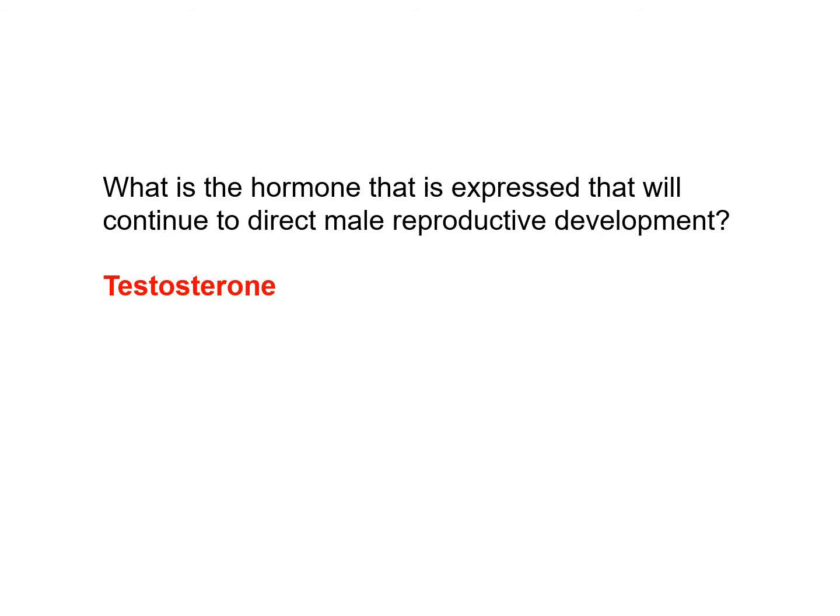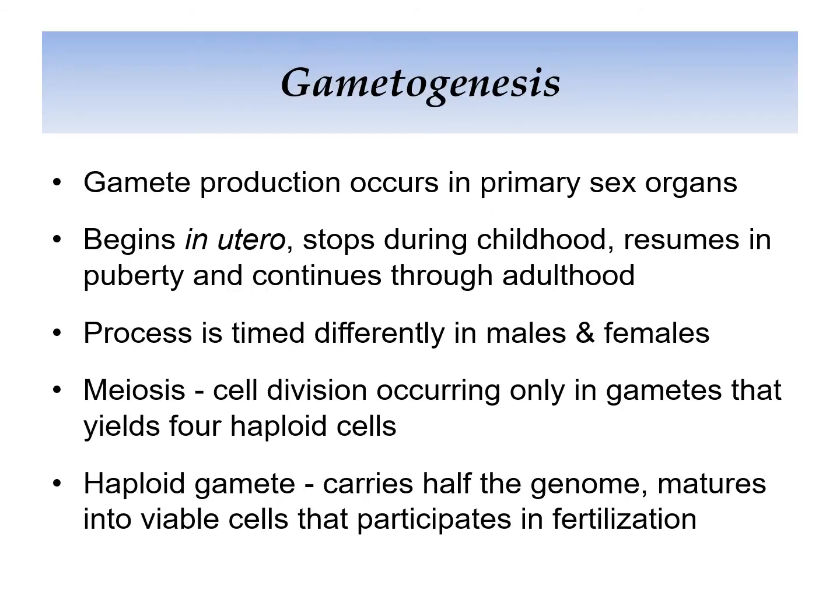So the next part of this lecture, we'll be talking about the cells that are actually produced by the specific gonads. And the process is gametogenesis. Essentially, it happens during our development into a fetus and into a baby. And then at some point it stops, and then it resumes again during puberty and continues to adulthood. And that's because of the expression of these specific hormones.